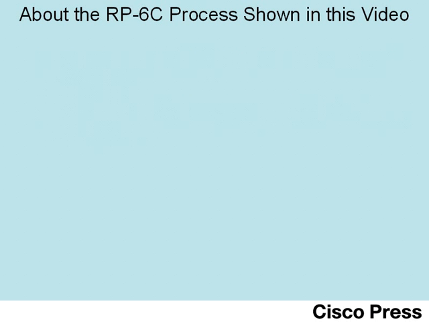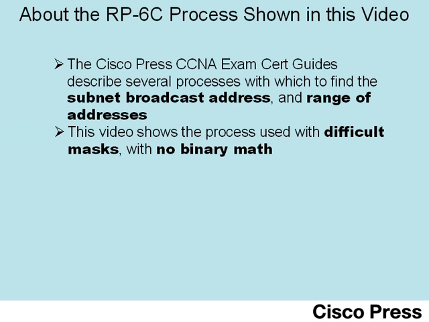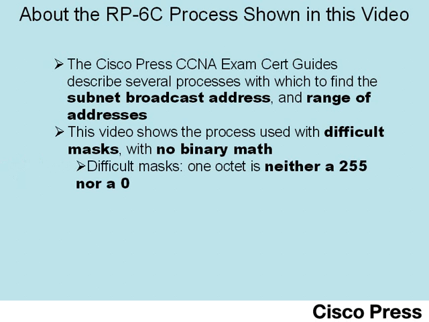Next, for context, I need to give you a little bit of background about the specific process that's described in this video. The Cisco Press CCNA exam certification guides describe several processes with which to find the answers shown in this video: the subnet broadcast address and the subnet's range of valid addresses. Now, this video focuses on a single one of those processes, namely the process that's used when the subnet mask is a difficult mask and you don't want to use any binary math. A difficult mask simply means that the mask has one octet that's neither a 255 nor a 0, which makes the answers a little bit less intuitive.